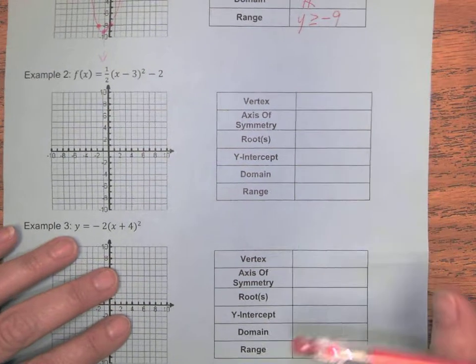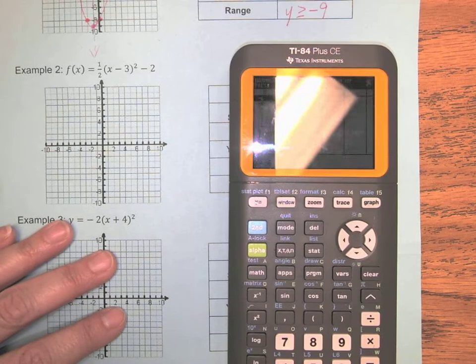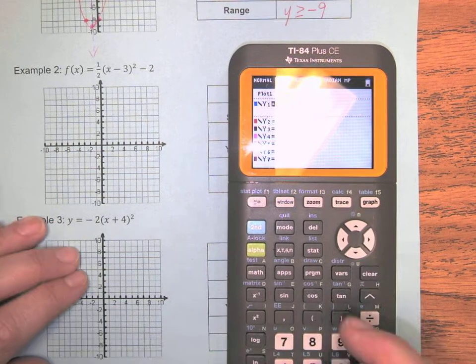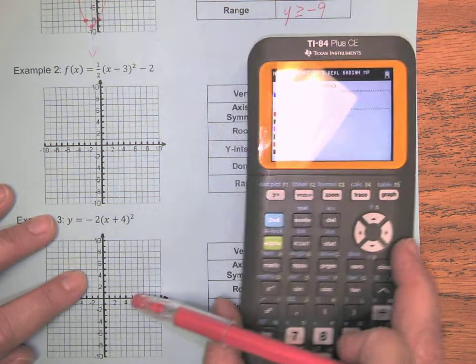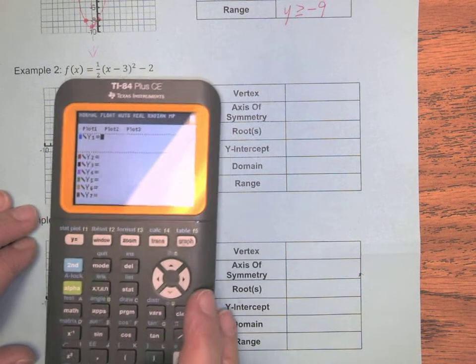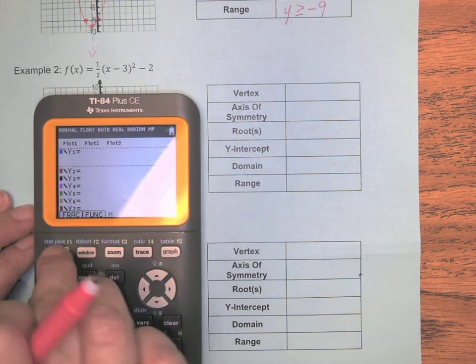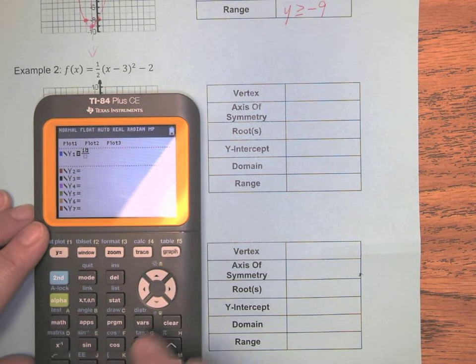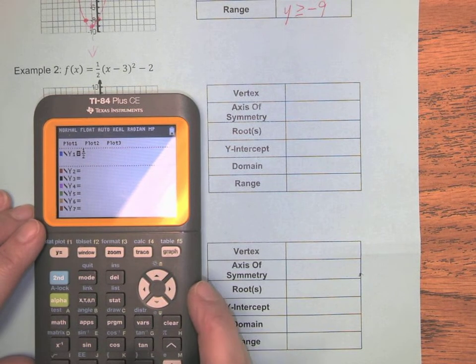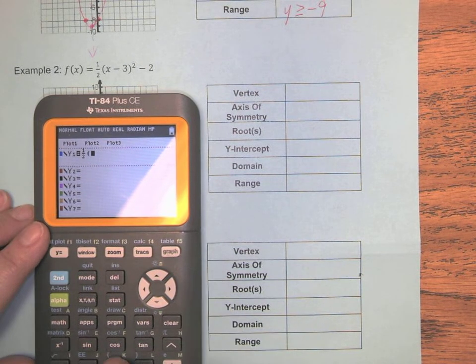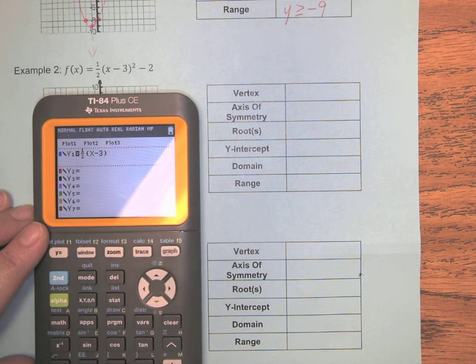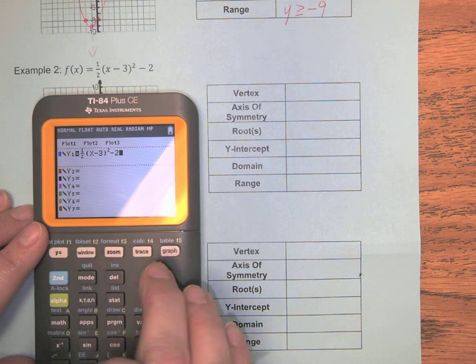All right, let's do another one. Now, if you don't have a calculator like this at home, remember that Calculate 84 is a free graphing app. Tabulator is a free graphing app for your phone. All right, let's do 1/2, and then put your parentheses, x minus 3 parentheses squared. This one's a weird one. They have the x in the parentheses.